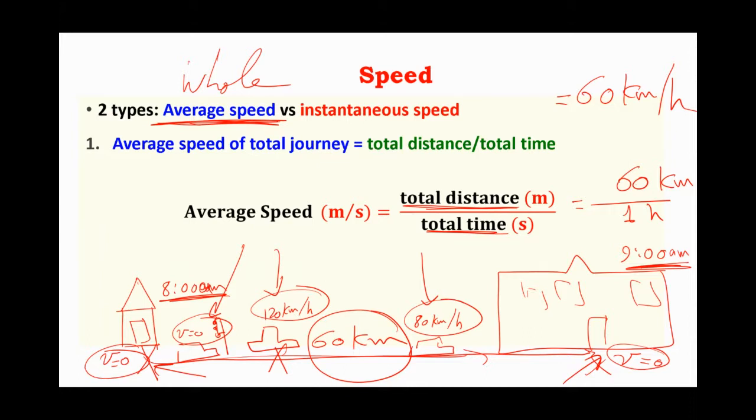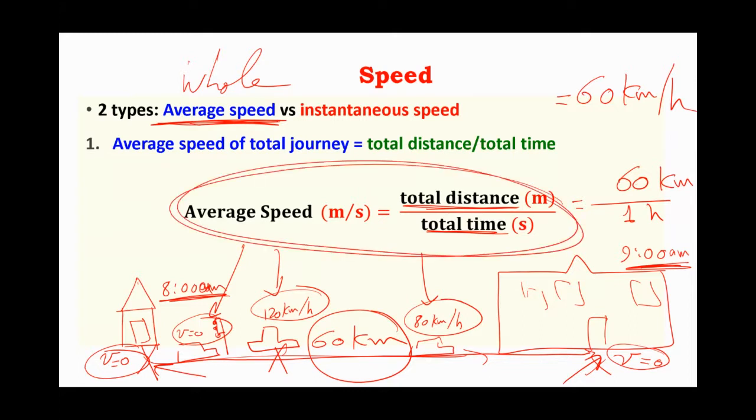So we need the average speed because usually we don't have constant speed. Constant means ثابت. Constant speed means سرعة ثابتة. We do not have constant speed. We always have varying speed, سرعة متغيرة. That's why we always need to calculate the average speed.